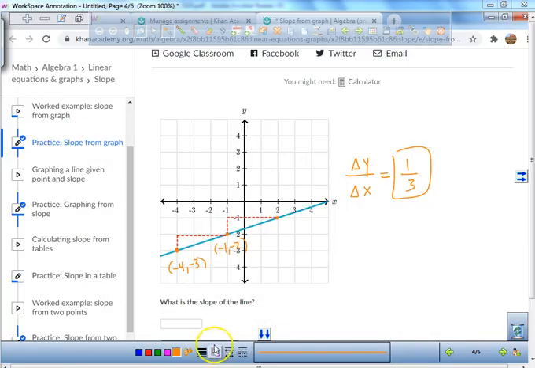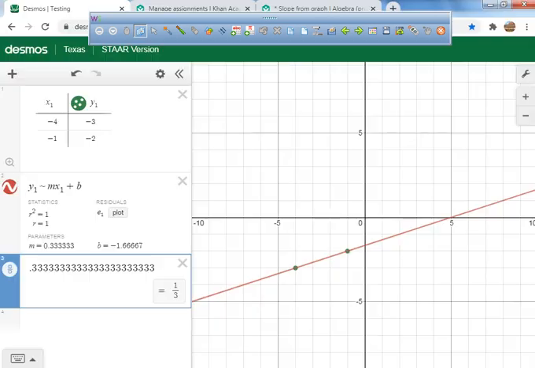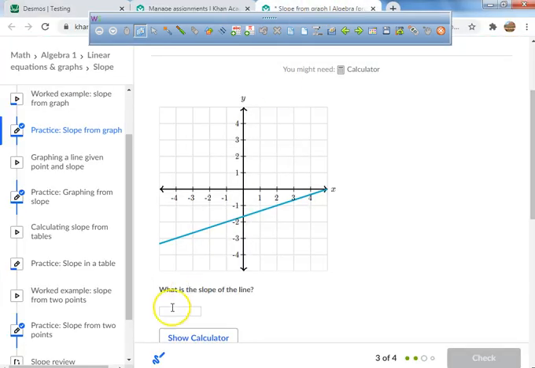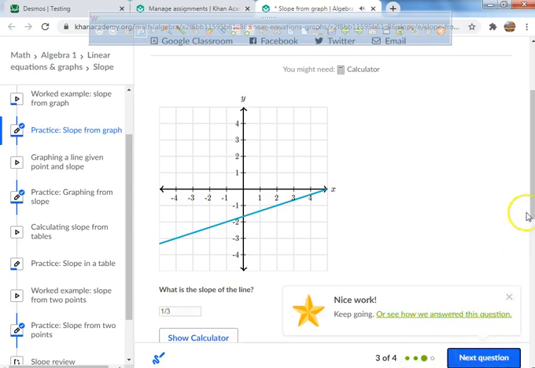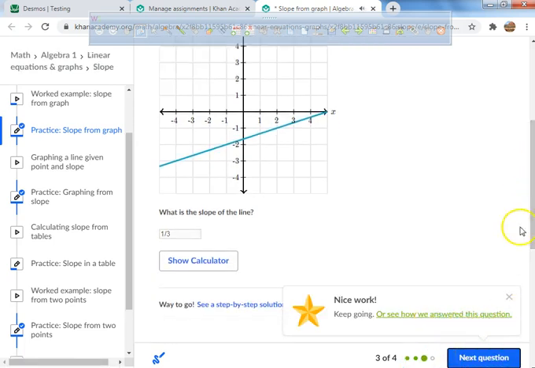So if I was to type in this, you know what it would do? It would count it wrong, okay? So what do you have to do? You're not going to do 0.33333. What do you have to do? 1 divided by 3. So if it's positive, use a positive slope.